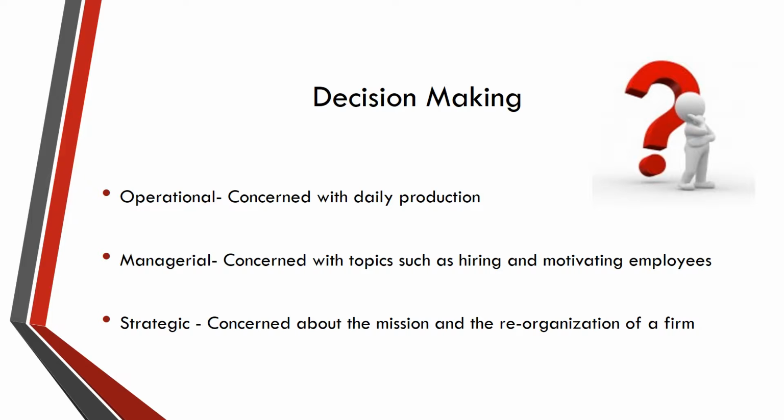Typically, organizations face three types of decisions. They include operational, managerial, and strategic decisions. Operational decisions are the decisions made by workers and their supervisors and are concerned with daily production. Managerial decisions are made by mid-level managers and are concerned with topics such as hiring and motivating employees. And strategic decisions are made by organizational leaders and are concerned with the mission and reorganization of a firm. These decisions tend to be more unstructured and involve more searching of the environment.